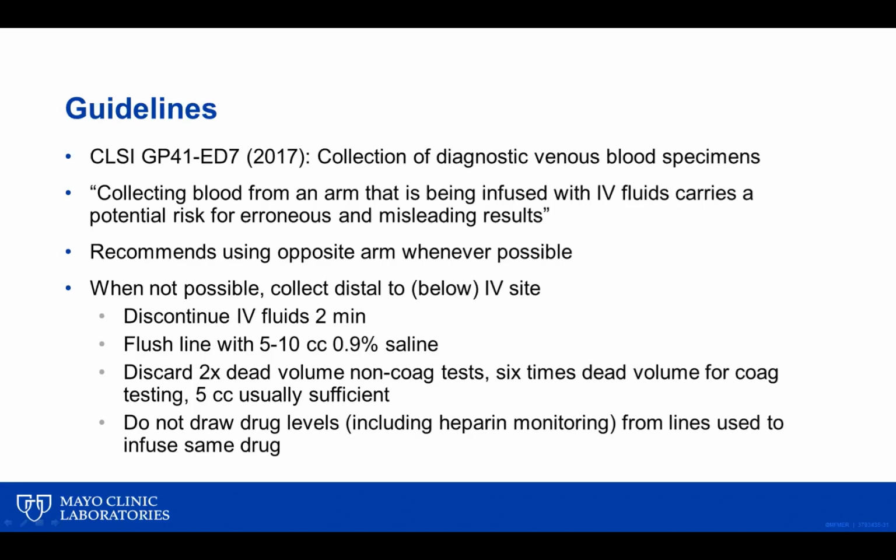So when it's not possible, the recommendation is to collect distally or below the IV site, where you're discontinuing IV fluids for approximately 2 minutes. You're flushing that line with anywhere between 5 and 10 cc's of saline. You're discarding 2 times the dead volume. So that dead volume is the distance from the end of the catheter and the patient and the port you're trying to draw that sample. So 2 times the dead volume for non-coagulation testing and 6 times the dead volume for coagulation testing. And usually 5 cc's is sufficient in these cases. And importantly, do not draw drug levels, and this includes heparin monitoring, from lines used to infuse the same drug.